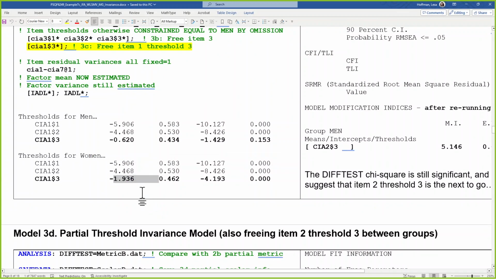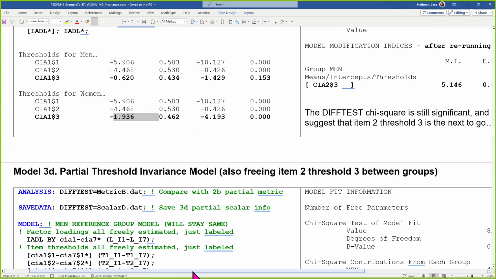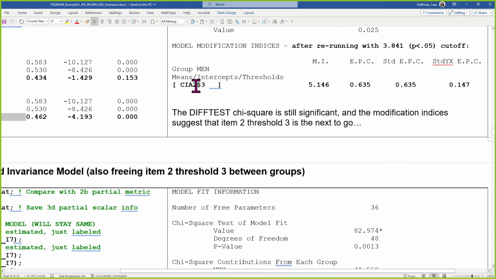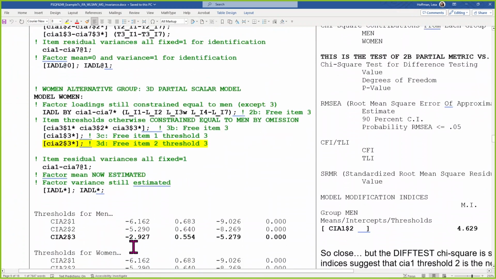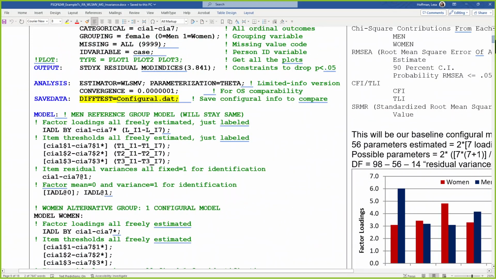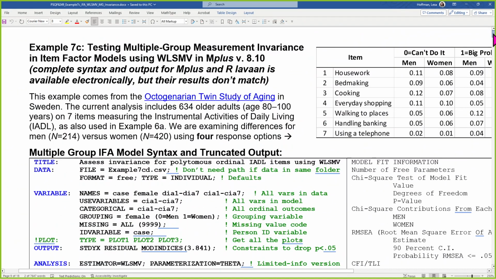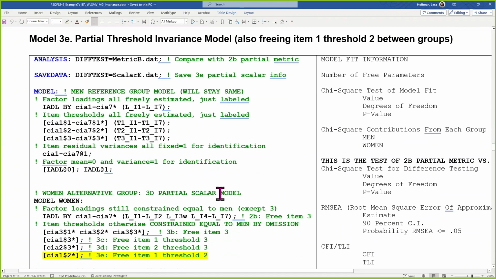So yes, women have an easier time doing housework than men. On to the next one. Item 2, threshold 3, wants to be different. We free that one. Same pattern, easier for women. What was item 2 again? Bed making. I would put that under housework, but apparently that is a more specific activity than housework.